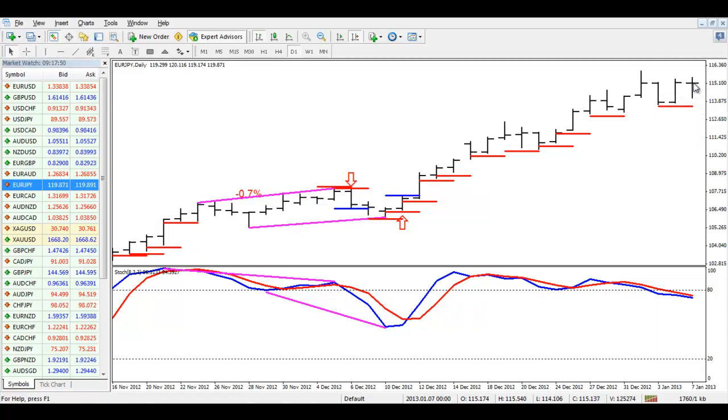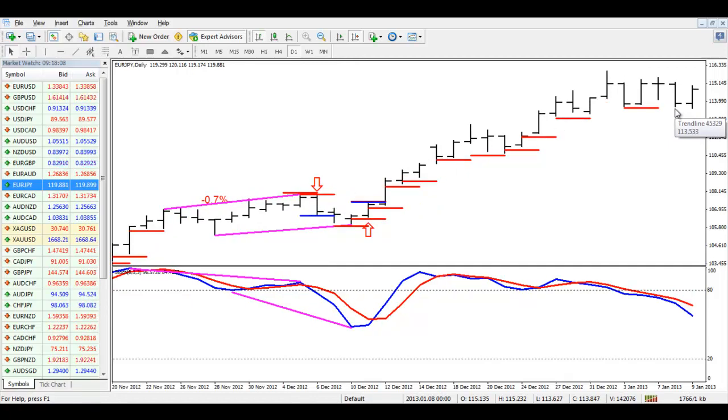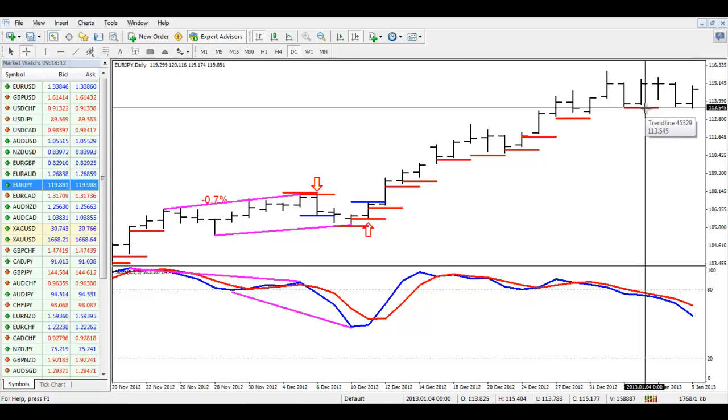This doji bar here is actually a seller bar. It opened at 115.17, closed at 115.13. It's a seller bar, and our stop loss remains at this level. And another seller bar, and another buyer bar. We're still in this trade. Our stop loss is yet to be hit.